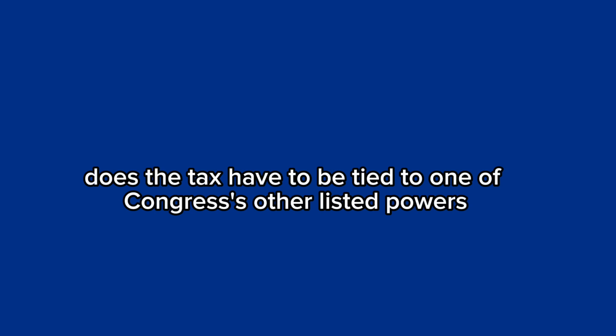Does the tax have to be tied to one of Congress's other listed powers? No, it does not. The court has interpreted the General Welfare Clause very broadly here. It means Congress can tax and spend for any public purpose that it believes serves the general welfare. They don't have to prove it's necessary. That standard seems deliberately easy to meet.